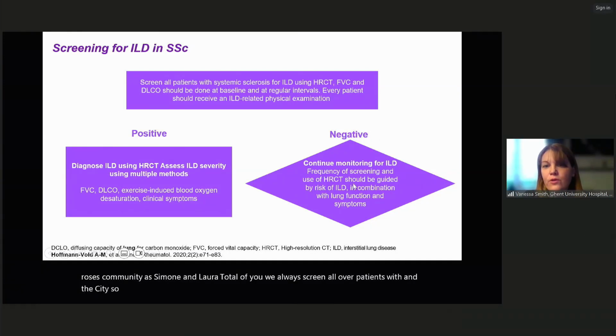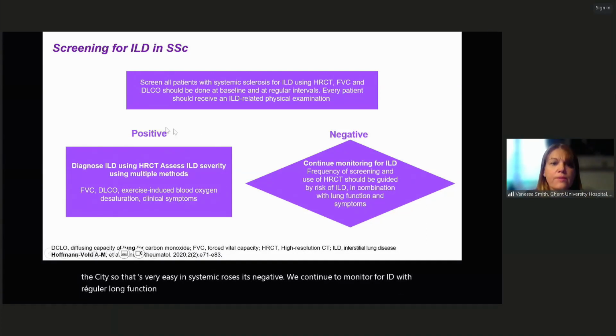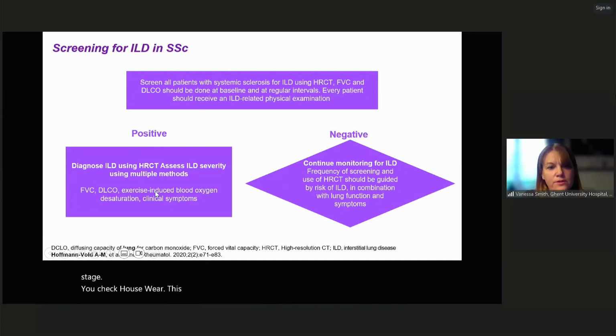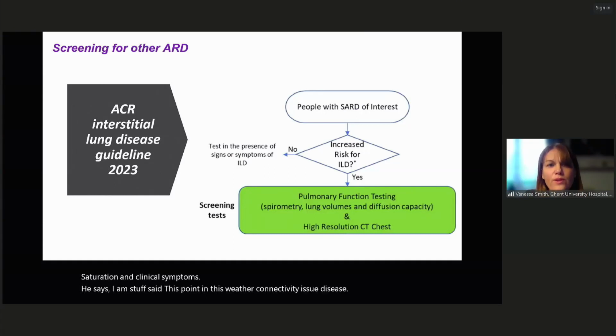If it's negative, we continue to monitor for ILD with regular lung function testing and history checking for shortness of breath. And if it's positive, we check how severe our disease is based on lung function, exercise-induced blood oxygen desaturation, and clinical symptoms. As I said, I'm spoiled in this rare connective tissue disease, but what about the other connective tissue diseases? Well, we do have guidelines.